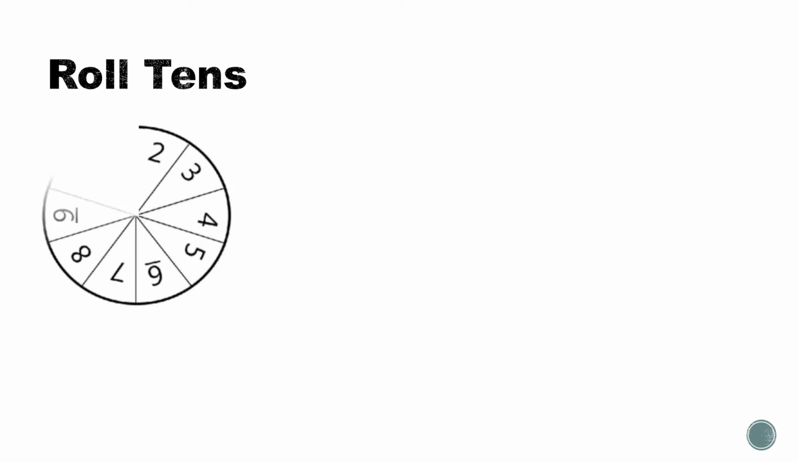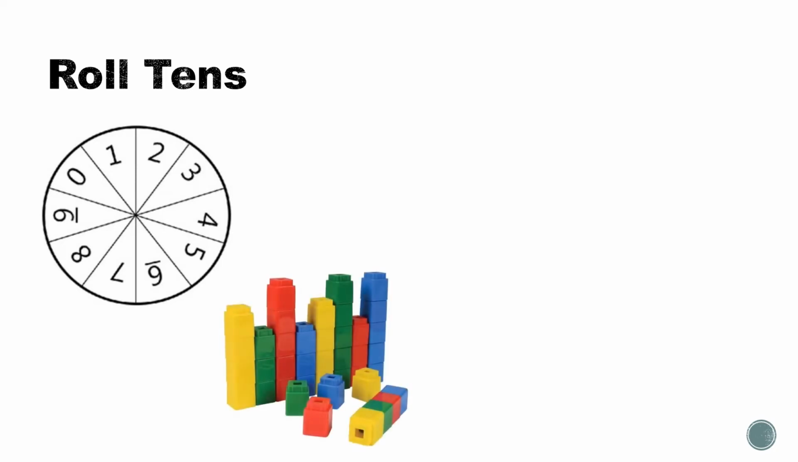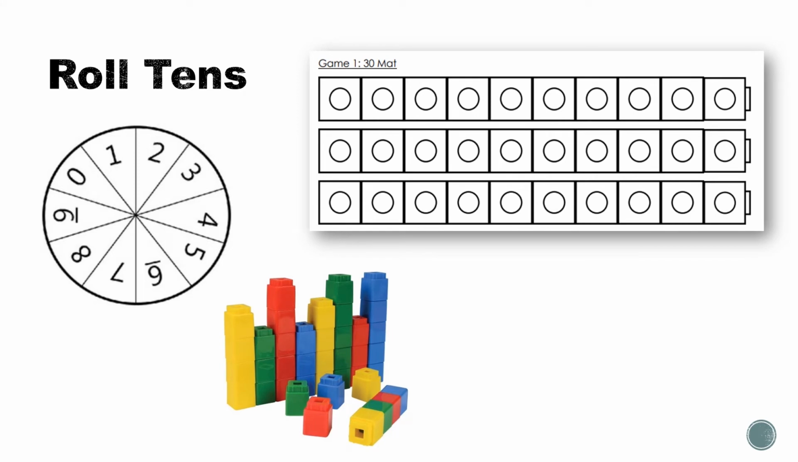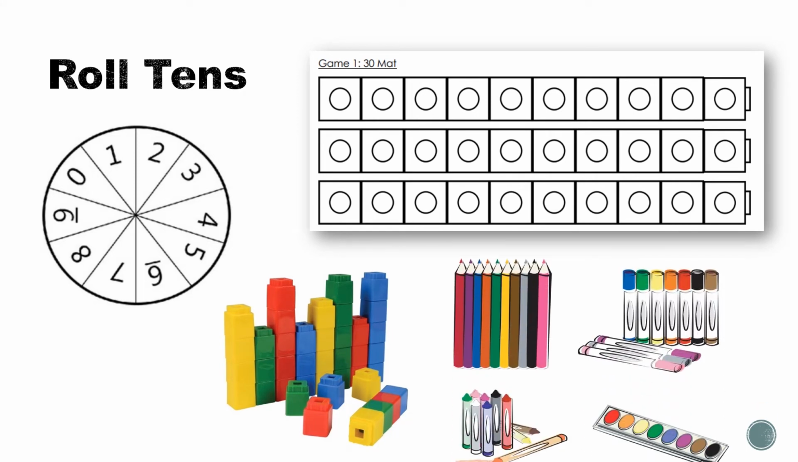One of the best ways to build our fluency for counting tens by adding single-digit numbers is by playing games that help provide us with the opportunities to practice our skills and strategies. Today we will learn a fun one called Roll Tens. To play this game, you will need a spinner, cubes if possible, the Roll Tens game board, crayons, markers, and/or pencils.